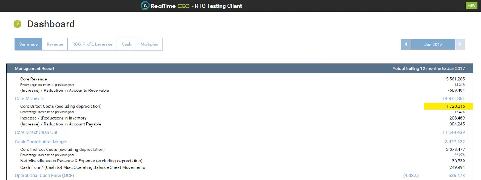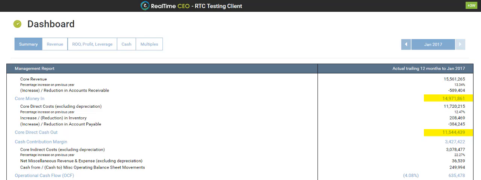The direct costs are then adjusted by movement in inventory and movement in accounts payable. In this instance, the inventory balance has increased by $208,000, so that puts an additional burden on the cash going out of the business. Although in this situation, accounts payable has also increased by $384,000, and that has taken some of the pressure off cash flow. So while the direct costs are $11.72 million, the amount of direct cash that actually exited the bank account was $11.544 million.